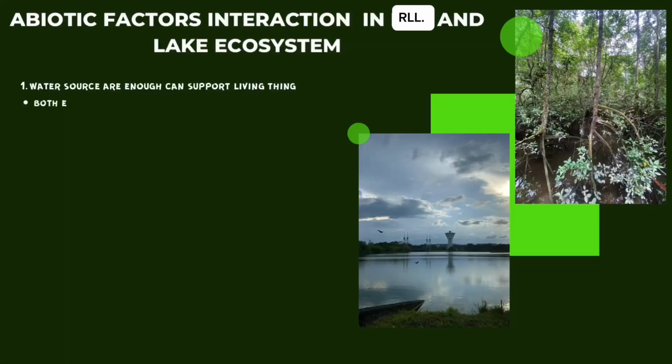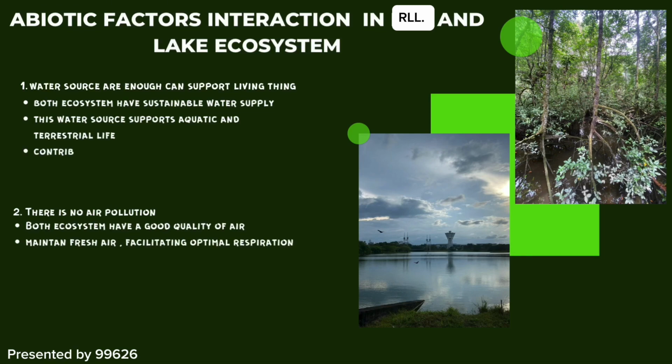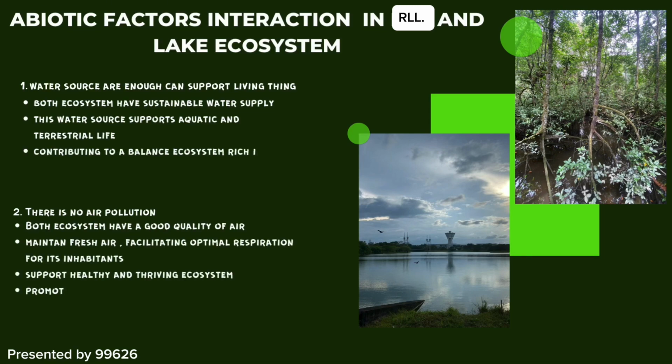Abiotic factors in the RLL ecosystem. First one is water. A good ecosystem has a sustainable water supply. A good ecosystem ensures sustainable water supply through the presence of streams and lakes, vital for the survival of diverse flora and fauna. This water source supports aquatic and terrestrial life, contributing to a balanced ecosystem rich in biodiversity and habitats. Second point is air.